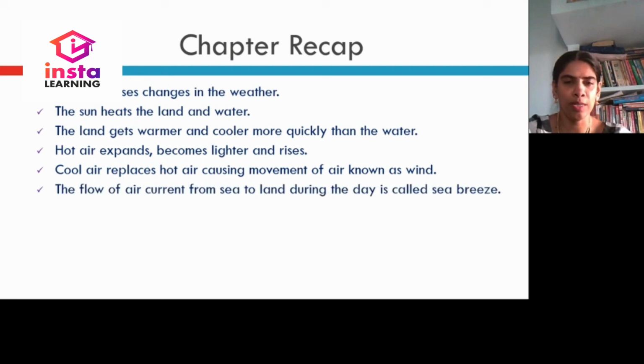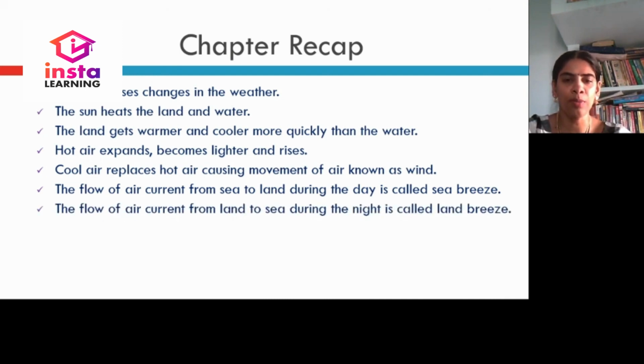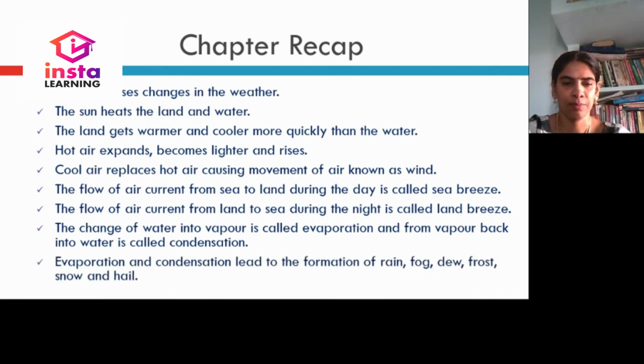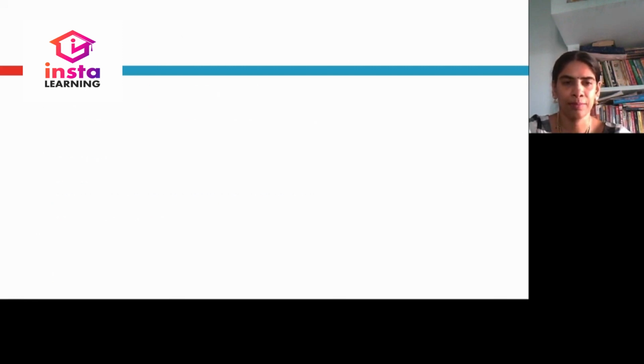The flow of air current from the sea to the land during the day is called sea breeze. The flow of air current from the land to the sea during the night is called land breeze. The change of water into vapor is called evaporation, and from vapor back into water is called condensation. Evaporation and condensation lead to the formation of rain, fog, dew, frost, snow, and hail. This ends our chapter 7.